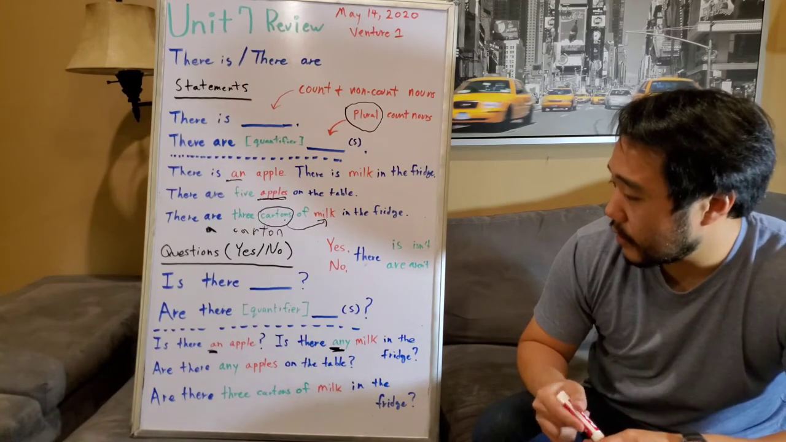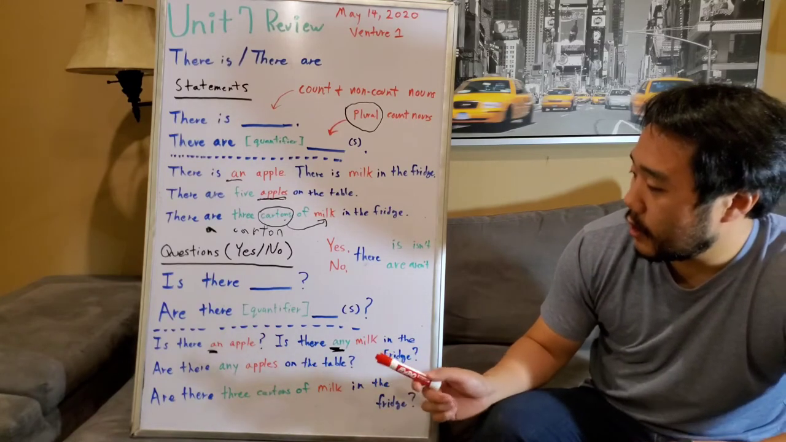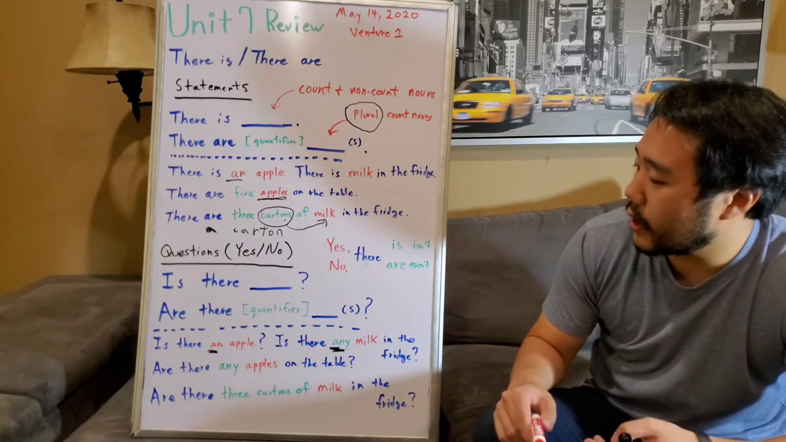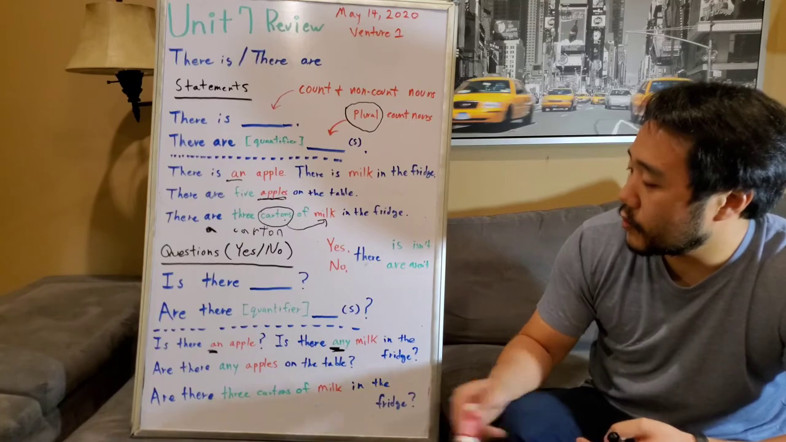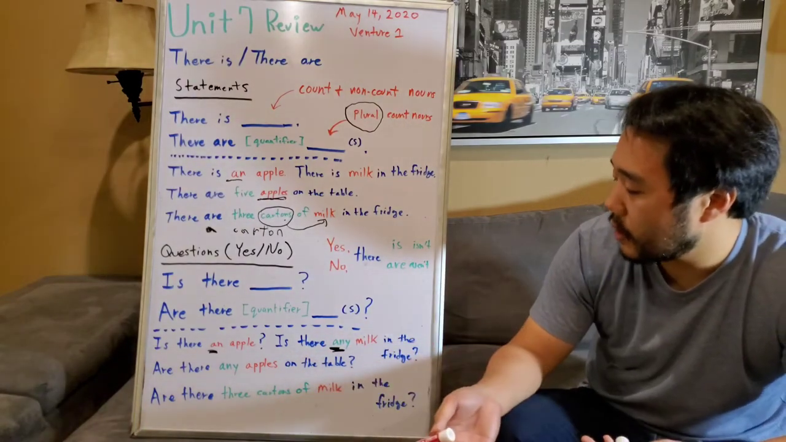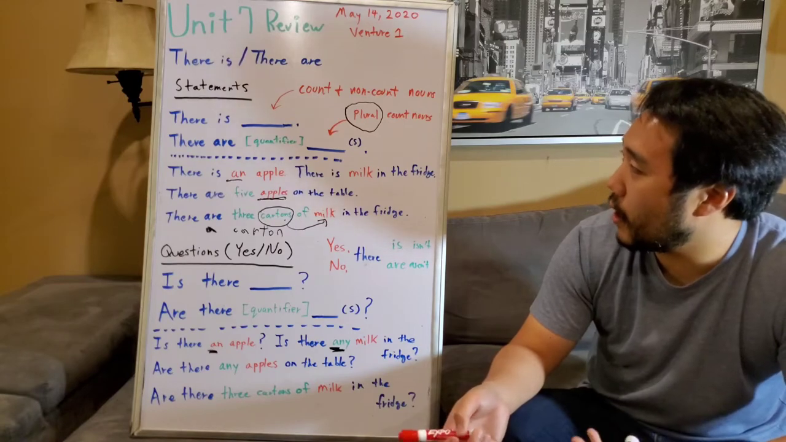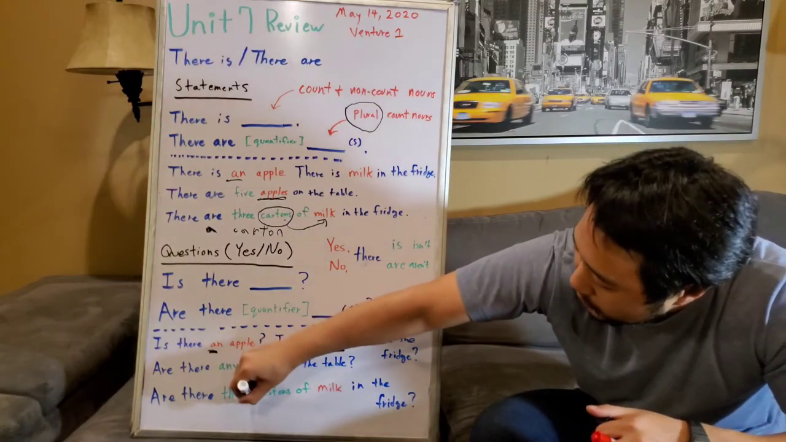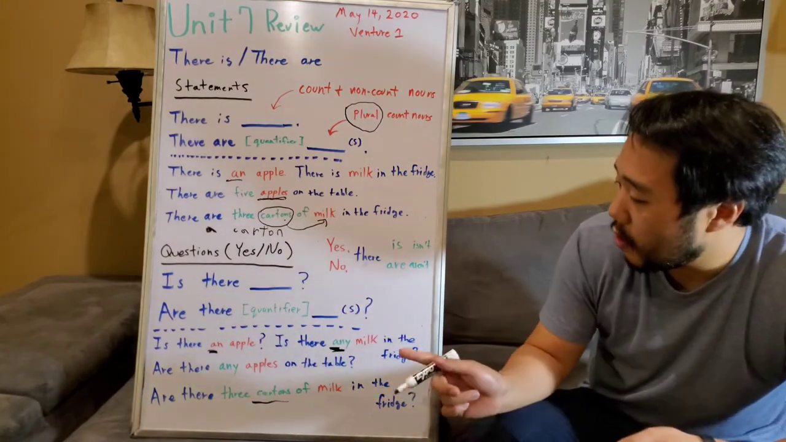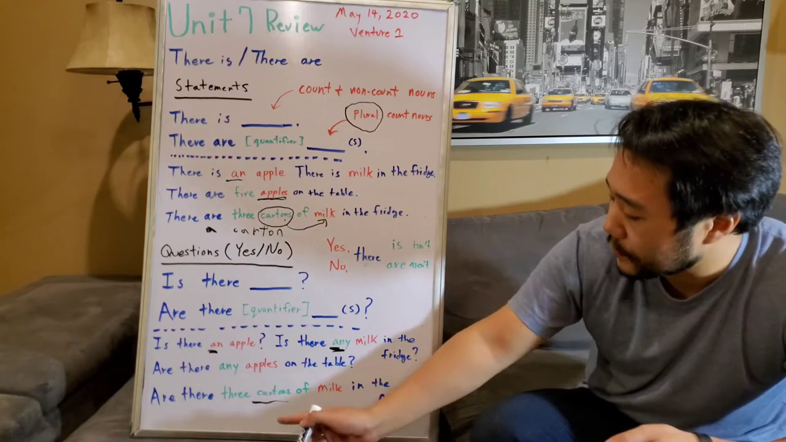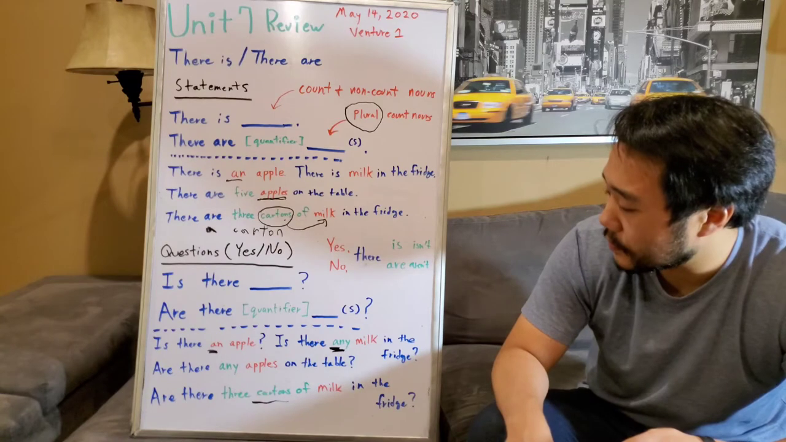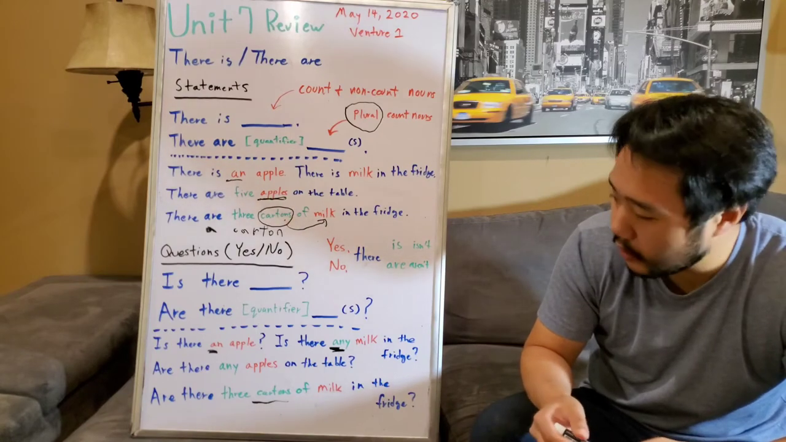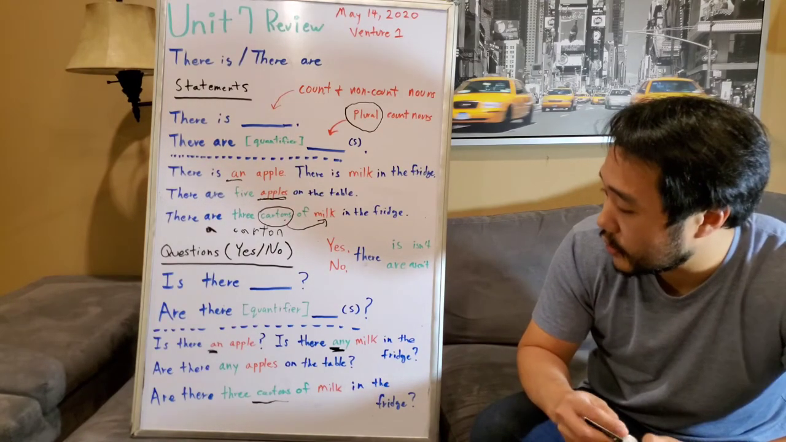And then finally, we have a similar situation. The question can also be modified so that we can use the are there question format to ask about non-count nouns. So here we have the partitive, same cartons. And this is plural right now because there are three cartons of milk. So are there three cartons of milk in the fridge? Are there three cartons of milk in the fridge?